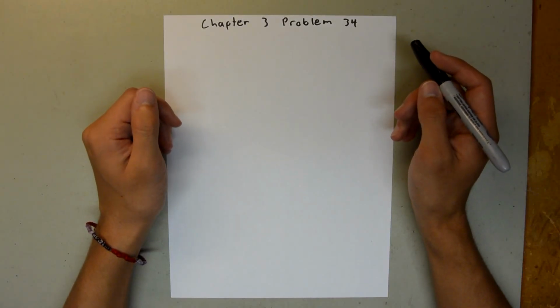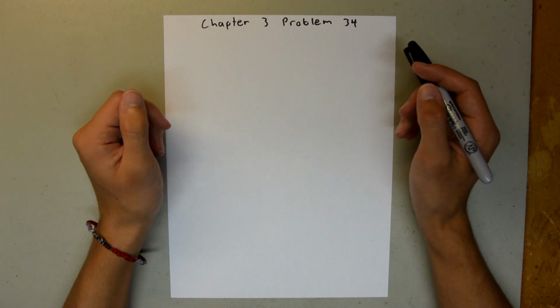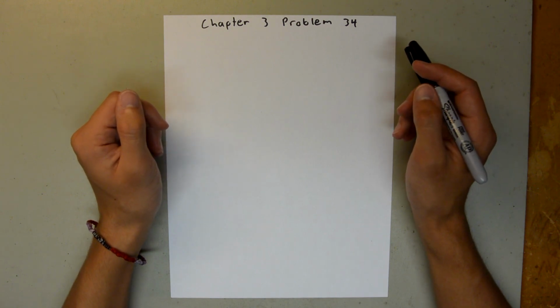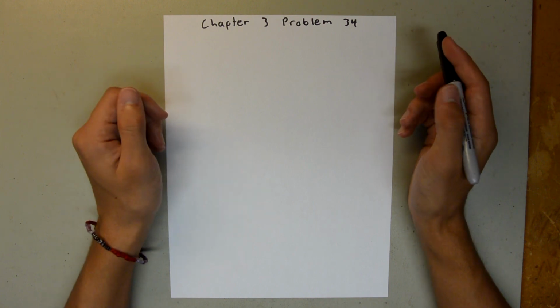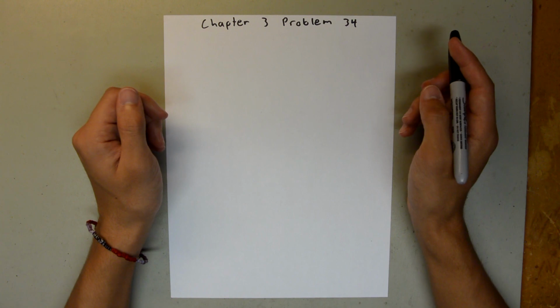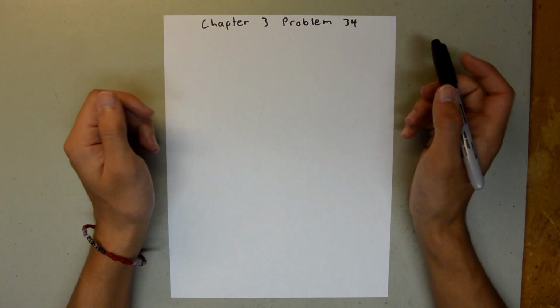And for today's video, I'll be doing Chapter 3, Problem 34 in the Fundamentals of Physics textbook, 8th edition by Gerald Walker, Halliday, and Resnick. Chapter 3 is all about vectors, and in Problem 34 we are given two vectors and asked to make a computation that involves addition, dot product, and cross product.